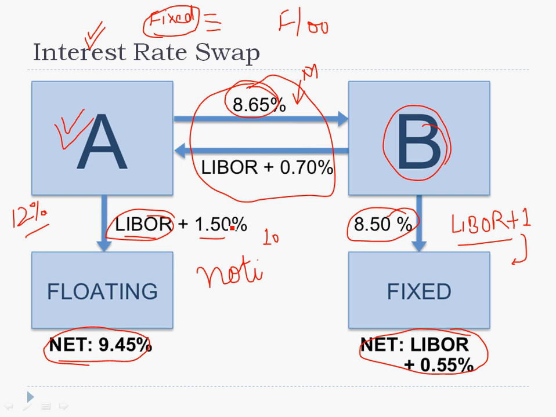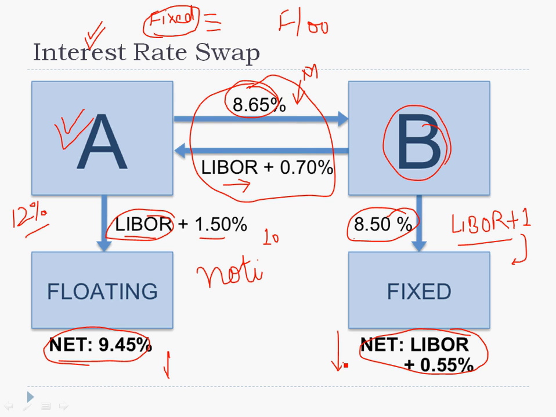Obviously he would not transfer 8.5 to this. He would say that I would transfer 8.65. Similarly, he would say that I would transfer LIBOR plus 0.7 to you, right? So these are the agreements which would happen between these two parties internally, but finally the outcome would be such that each of them is better off, right? So these are interest rate swaps.